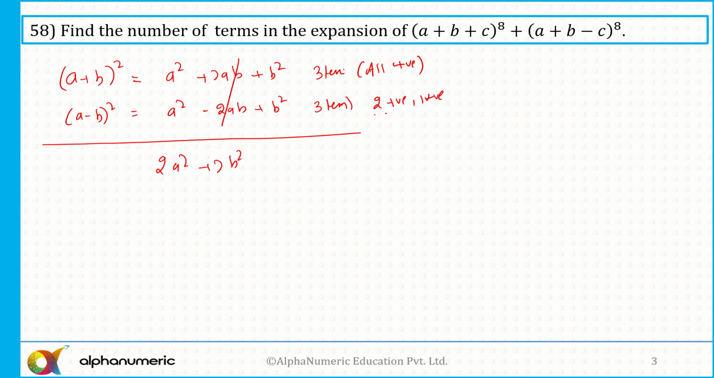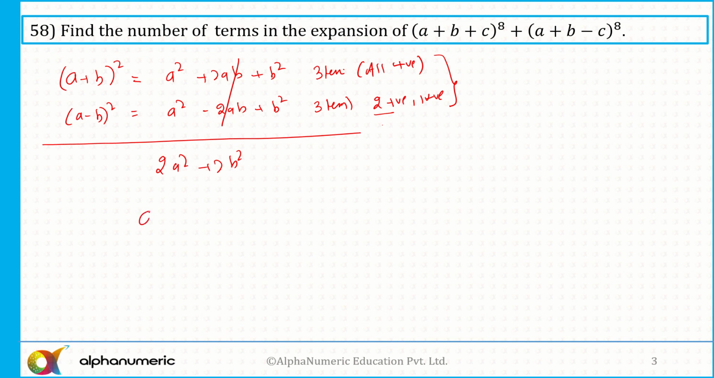Since 2 of them are positive and 1 of them is negative, when you are finding the sum, the negative terms will be cancelled. This is positive, negative, it will be cancelled. So that's why we will get 2 terms. I'll use the same funda.